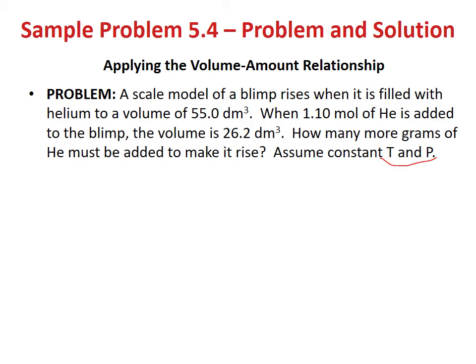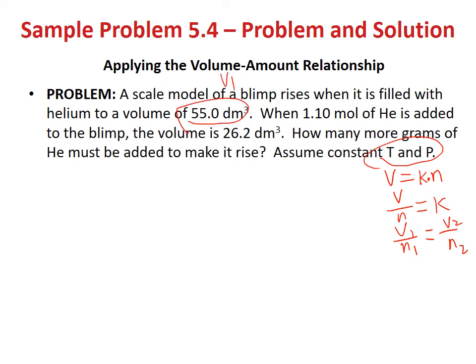When temperature and pressure are constant, gas obeys Avogadro's principle, that is, volume is proportional to number of moles times a constant. Or volume divided by number of moles is a constant, or V1/N1 equals V2/N2. So in this case, this is volume 2, which is what we want to make.